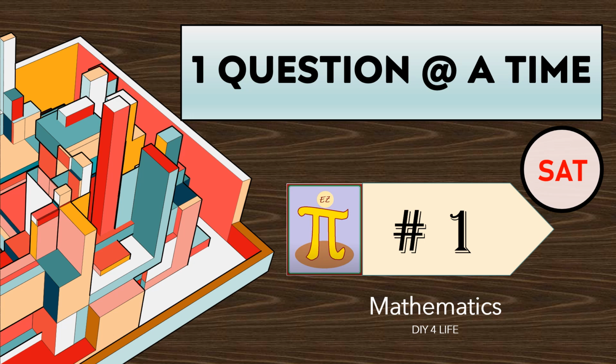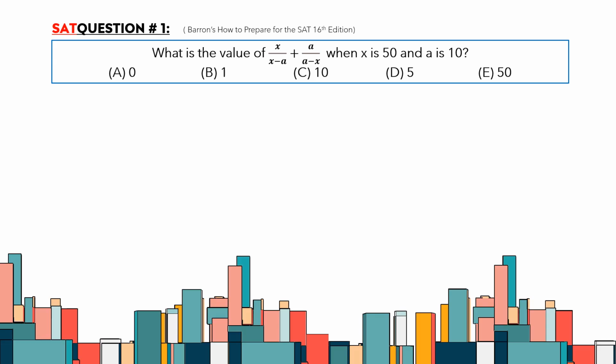Question number 1. This is from questions from the parent how to prepare for the SAT 16th edition. What is the value of x over x minus a plus a over a minus x when x is 50 and a is 10?